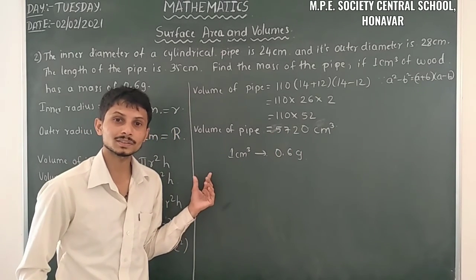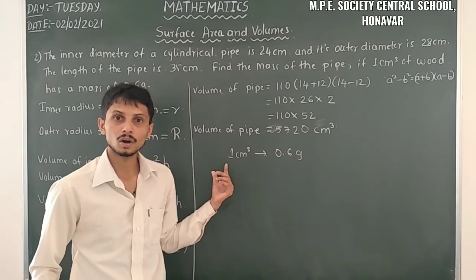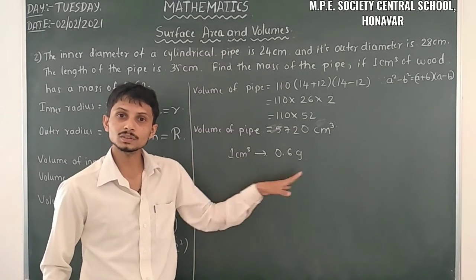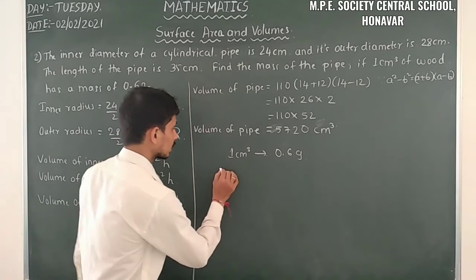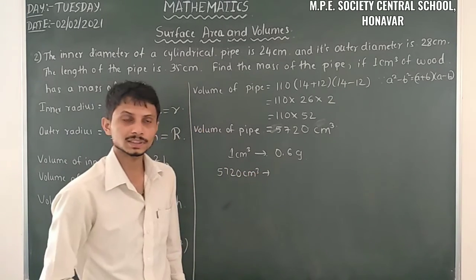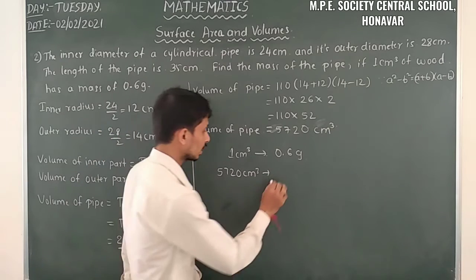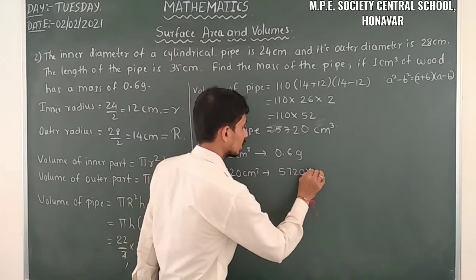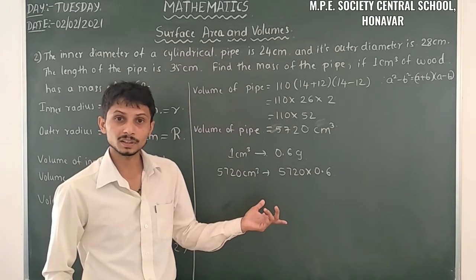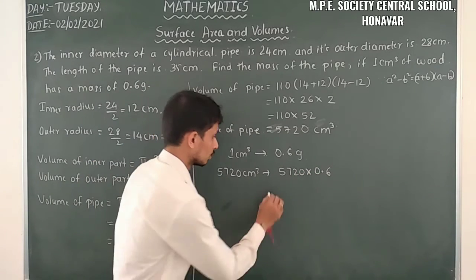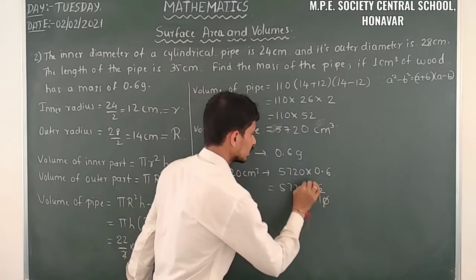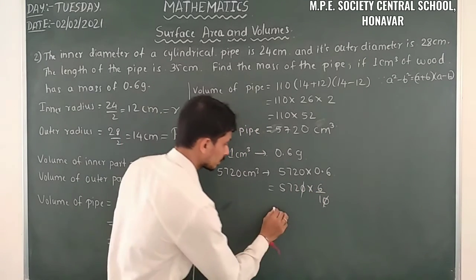Just multiply 5720 on both sides. Or you can write 5720 centimeter cube is x gram, means you can take the cross multiplication also. I will multiply both sides by 5720, that is 5720 into 0.6. If you have difficulty, you can take 6 by 10 also. This is equal to 5720 into 6 by 10, and this 0 and this 0 get cancelled. And then just multiply it.